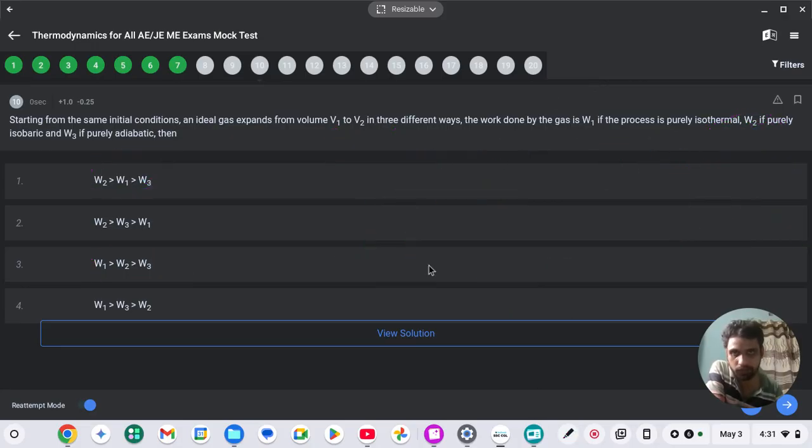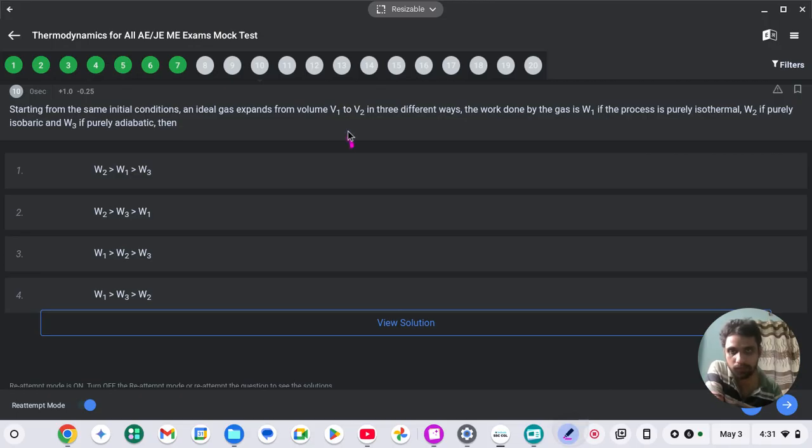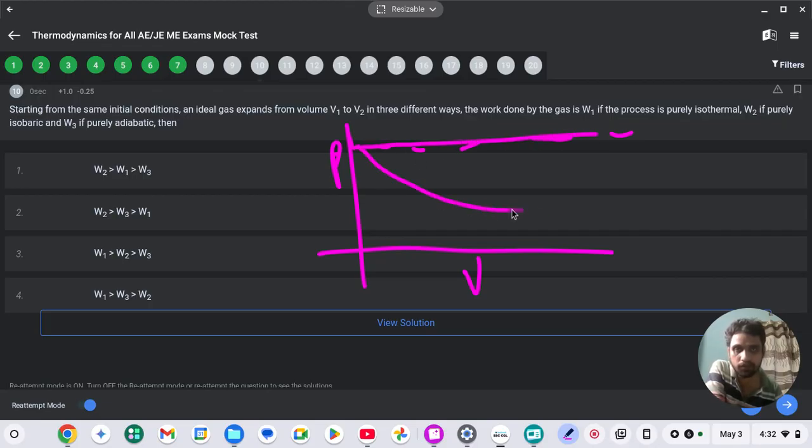If we draw again, it is P, it is V. In isobaric pressure is constant, so a straight line. In isothermal PV equal to nRT. In expansion temperature will reduce, so this P1 V1 will be more than this P2 V2. In adiabatic it will be even less. Okay, because in adiabatic PV gamma equal to constant.